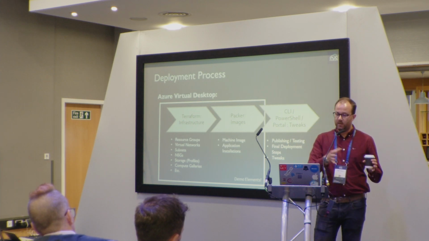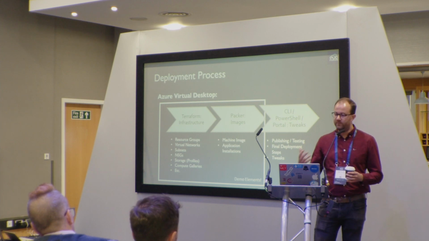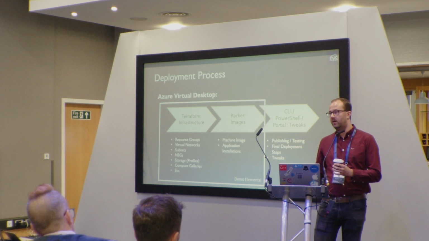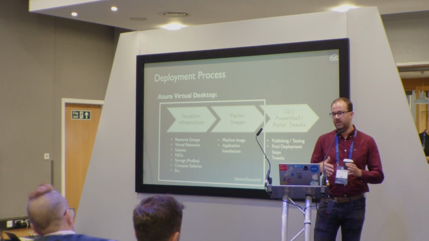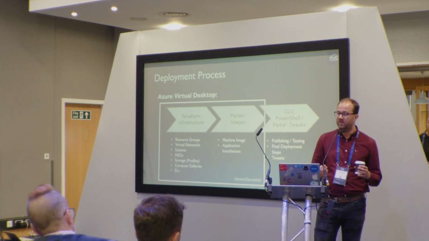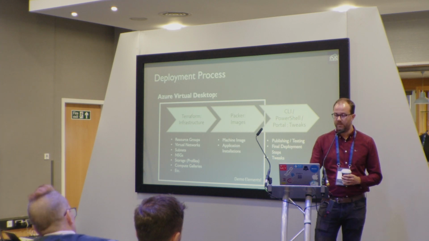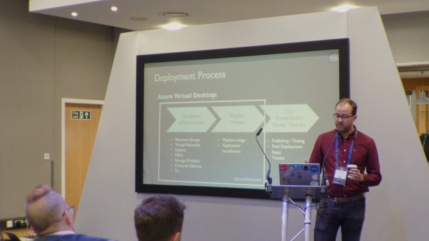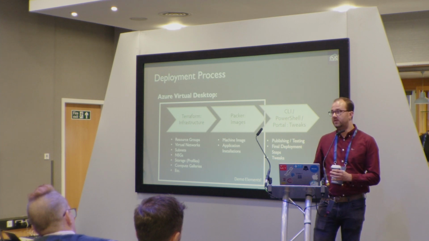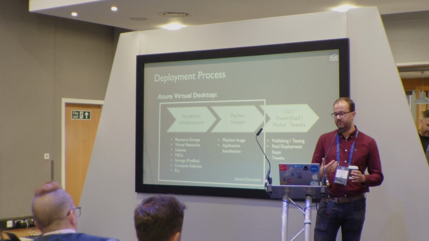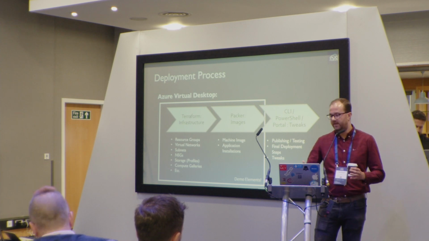Essentially, I'll use Terraform to do resource groups, virtual networks, subnets, NSGs, perhaps some storage for profiles, a compute gallery to store our images, that sort of stuff. And Packer would be used to build a machine image, put any applications on it, perhaps make customizations that we'd need as an example. CLI, PowerShell, perhaps even the portal as well would potentially be used for tweaks. So perhaps you need some small changes that you can't do in Terraform. You just need to make a small adjustment.